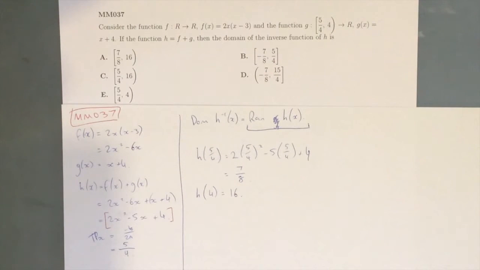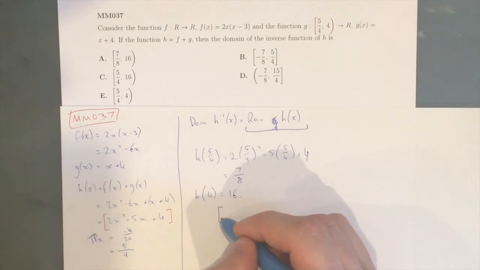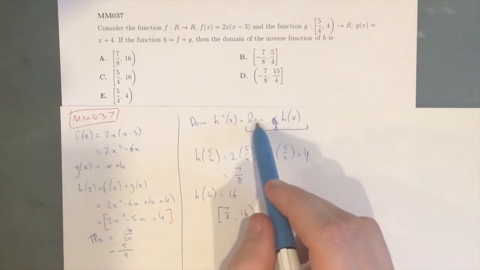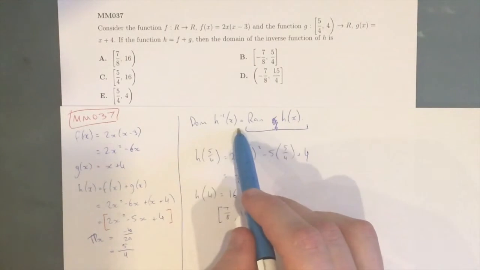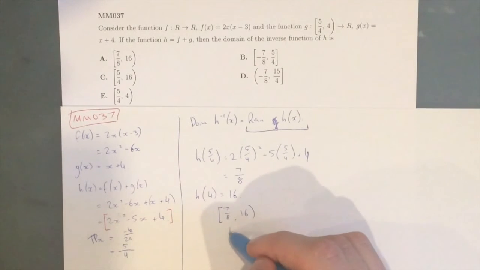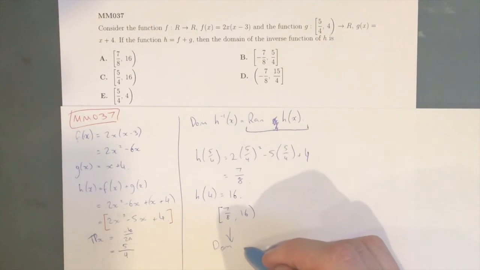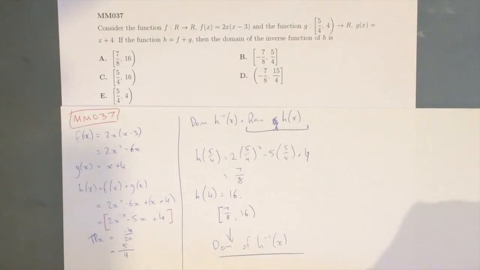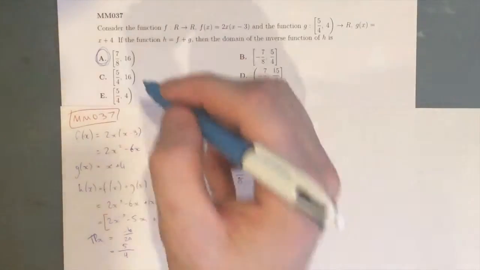Which means that our range of h of x is equal to 7/8 to 16, and because our range of h of x is equal to our domain of the inverse of h of x, this is equal to our domain of the inverse of h, which is answer A, 7/8 to 16.